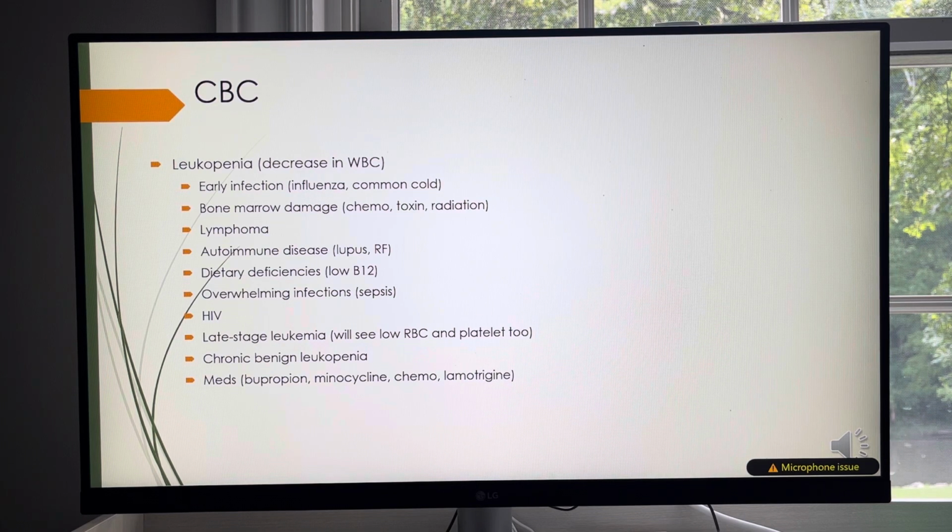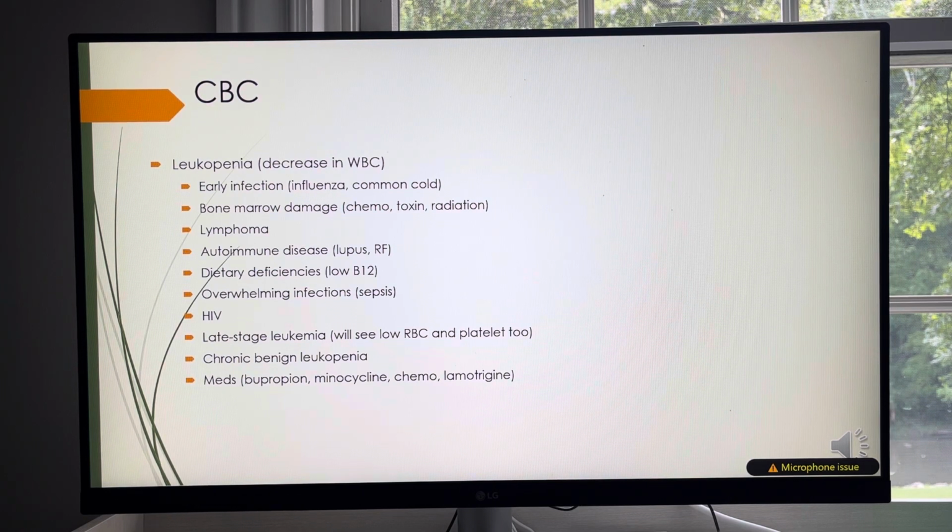Also in chronic infection, late stage ongoing infection, there's going to be a disruption of the production of white blood cells within the bone marrow, so the count is low. Same with cancer. Late stage leukemia, the bone marrow has just given up. With late stage leukemia, the outlook is not good. The bone marrow is pooped out, and so you see this drop in the white blood cell count. Certain medications, Wellbutrin, Lamictal, obviously chemo.